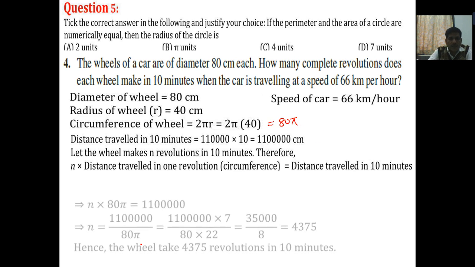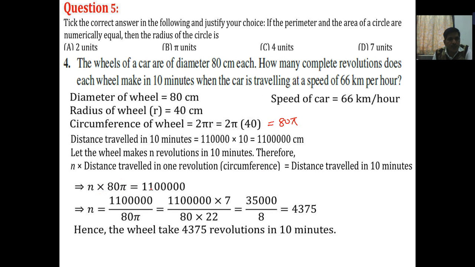Now let me see. So n into 80 pi is equal to 11 lakh. So 11 lakh multiplied by the value of pi, that is 22 by 7. Now if you cancel it, you will get answer 4375. So hence the wheel takes 4375 revolutions in 10 minutes.